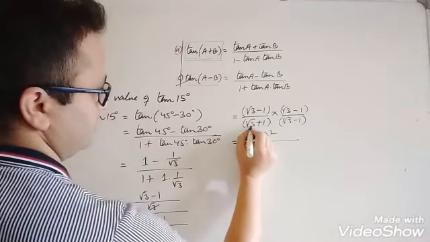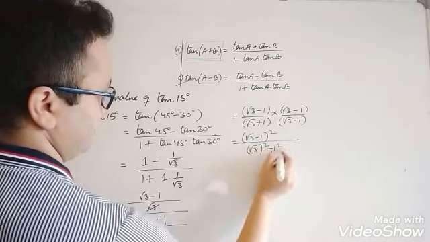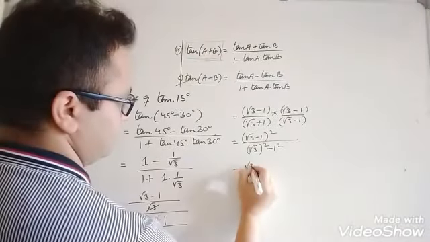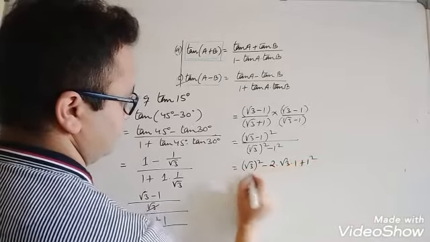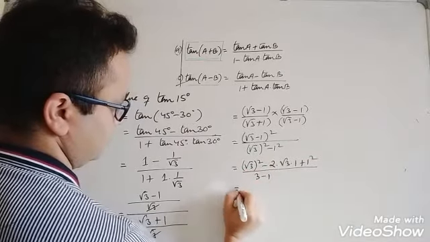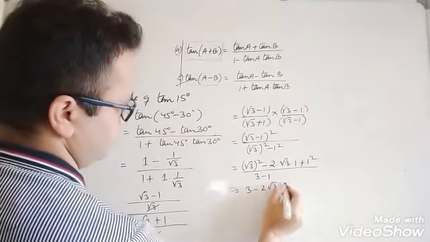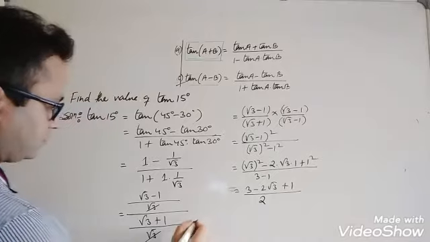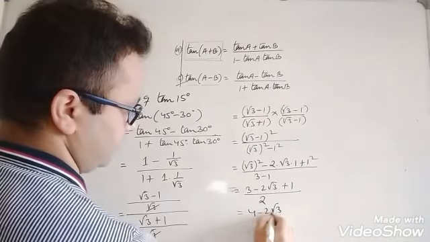In the denominator these are in the form (a + b)(a - b), which is a square minus b square. So this equals (root 3 minus 1) whole square, which is (a - b) whole square: a square minus 2 into root 3 into 1 plus 1 square, divided by a square minus b square. This is root 3 square is 3 minus 1. Now again root 3 square is 3, minus 2 root 3, plus 1 square is 1, divided by 2. This will be 3 plus 1 is 4 minus 2 root 3 divided by 2.